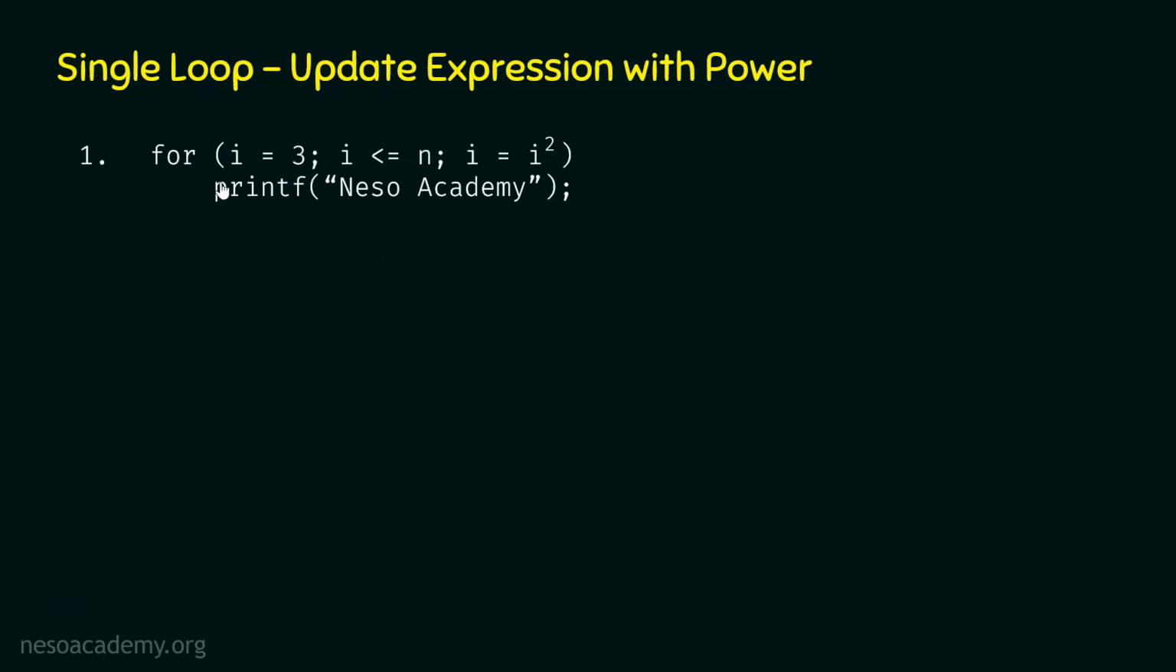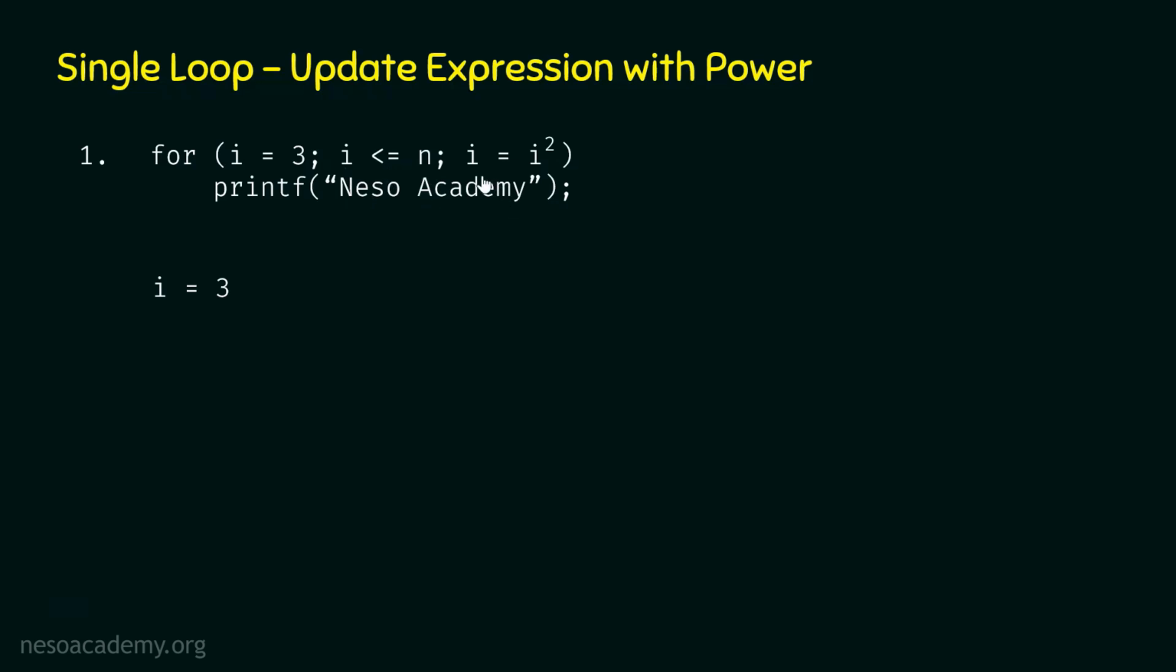We know the initial value of I is 3. So in the first iteration, value of I is 3. After this, 3 is compared with n. Can we say 3 is less than or equal to n? Let us assume that 3 is less than n. N is some large value. Therefore, this condition is true, and hence, this statement will execute.